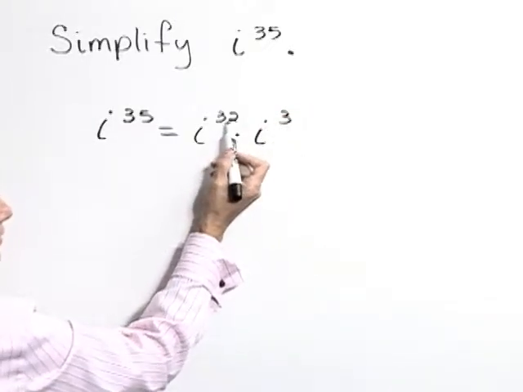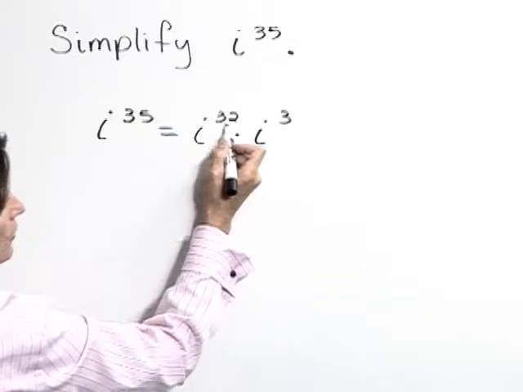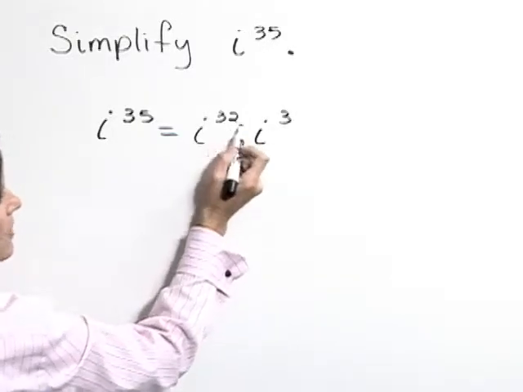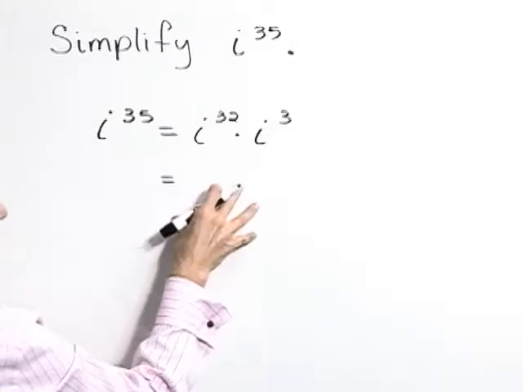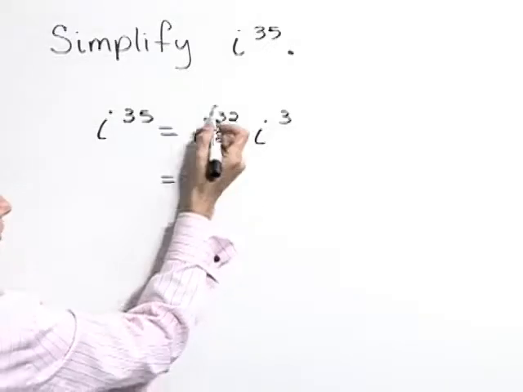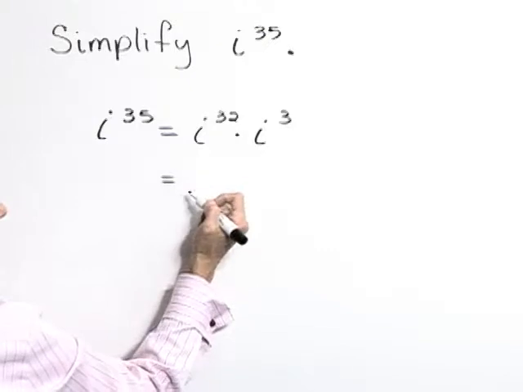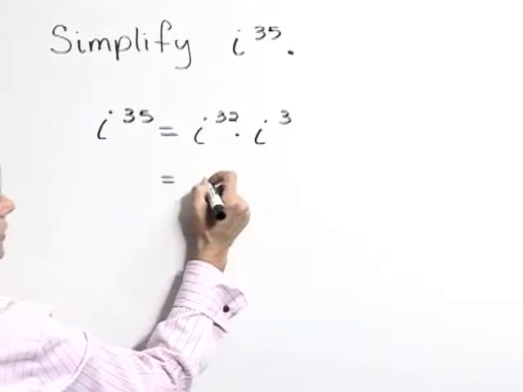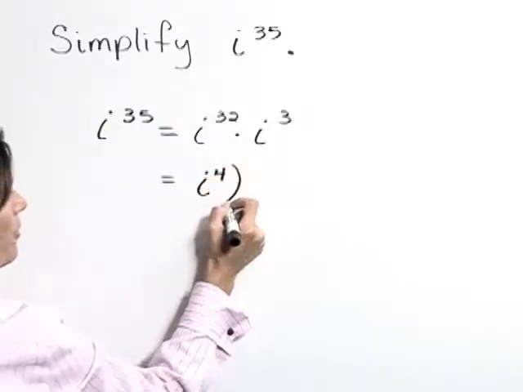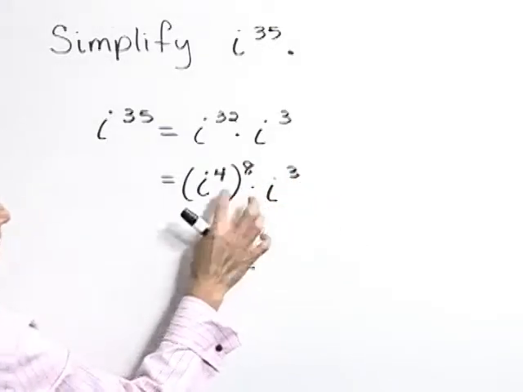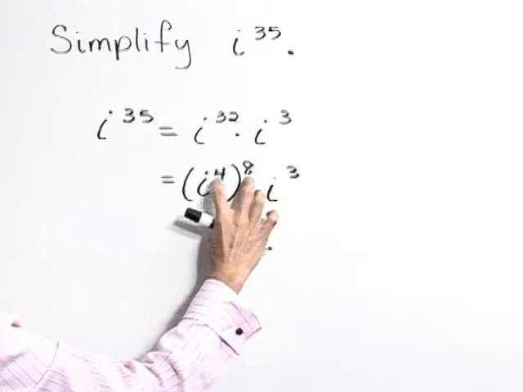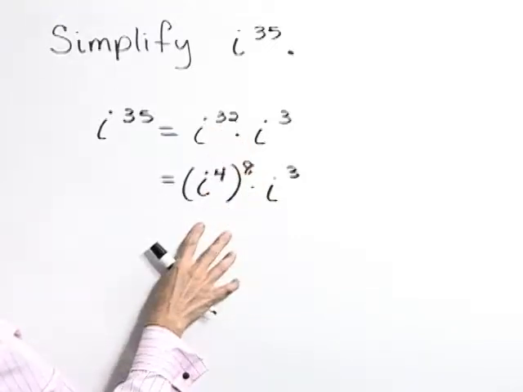Now I choose to split this up as the 32nd power and the 3rd power because that 32 can be written as 4 times 8. So I can rewrite i to the 32nd power as i to the 4th raised to the 8th. Remember, power to a power, multiply. 4 times 8 gives that 32.